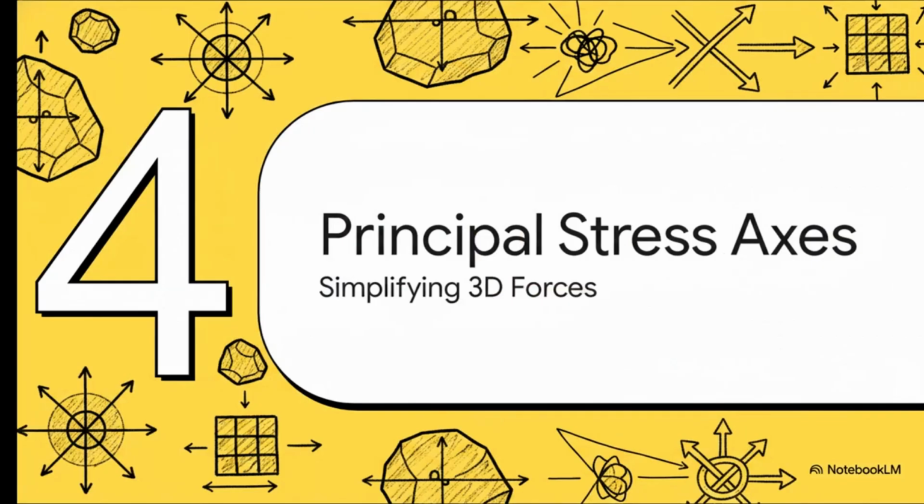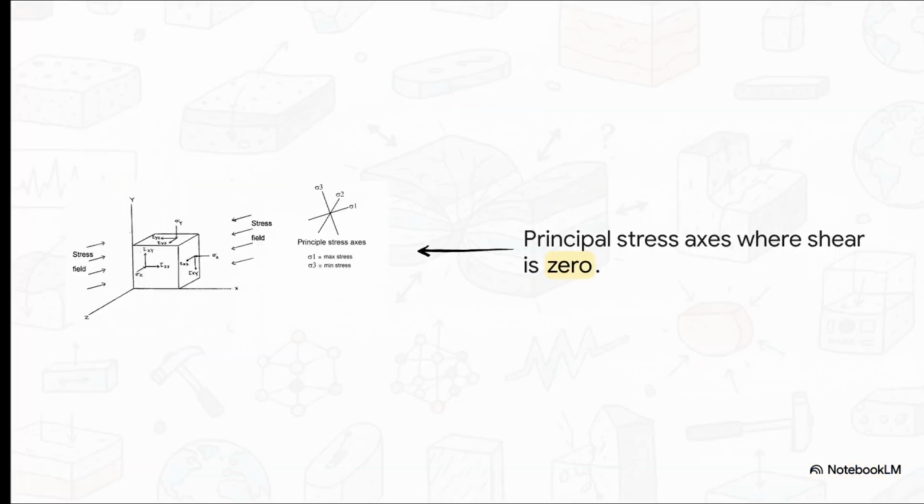Section 4. Principal stress axes. 9 components is a lot of math, so we need to find a way to simplify this chaotic 3D stress field into something we can actually work with. So here is the trick. What if we conceptually rotate our tiny cube? If we turn it just right, orienting its faces perfectly within the stress field, the shear forces parallel to the surfaces actually drop to absolute 0. When shear is 0, the stress on the cube is described entirely by 3 simple normal force factors.